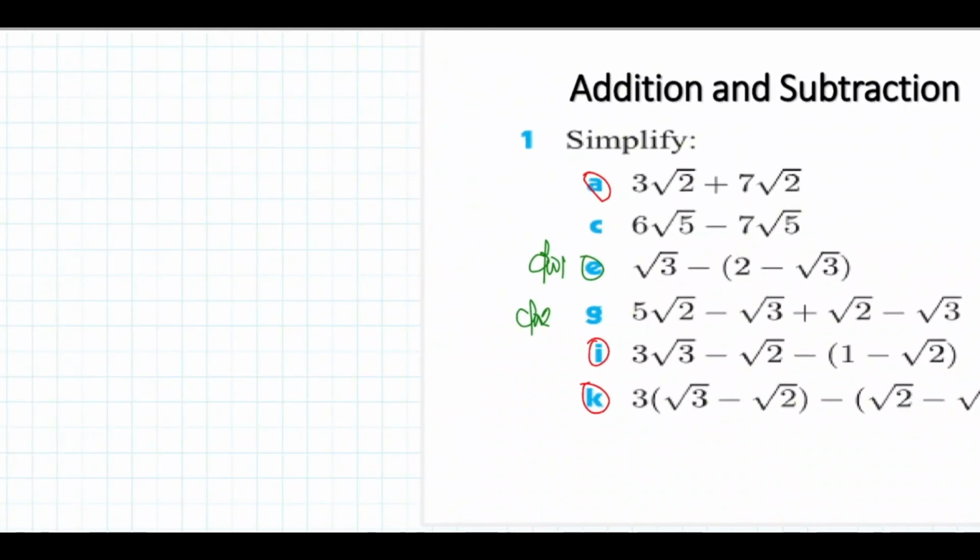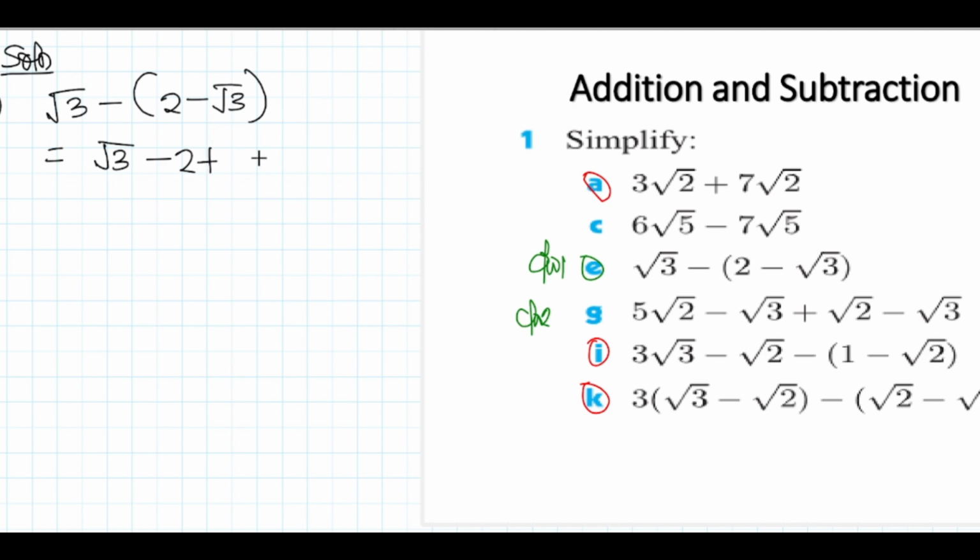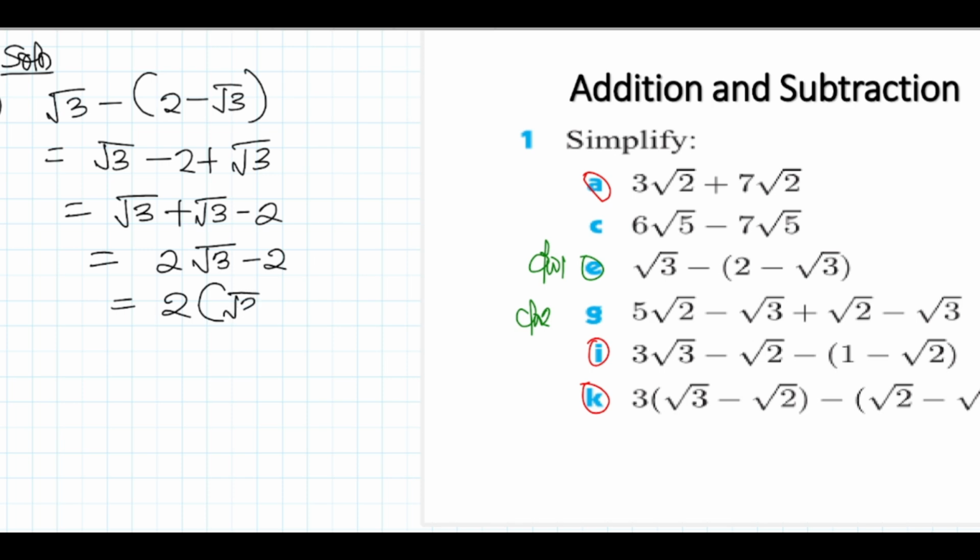So solution for E, that was the first one. Square root of 3 minus 2 minus root 3. We open the bracket with the negative sign outside there. So that will be root 3 minus 2, minus times minus is plus root 3. And then we have root 3 plus root 3 minus 2. So root 3 plus root 3, that will be 2 root 3 minus 2, and then we can factor out 2 as 2 brackets root 3 minus 1. That's the simplest form there.